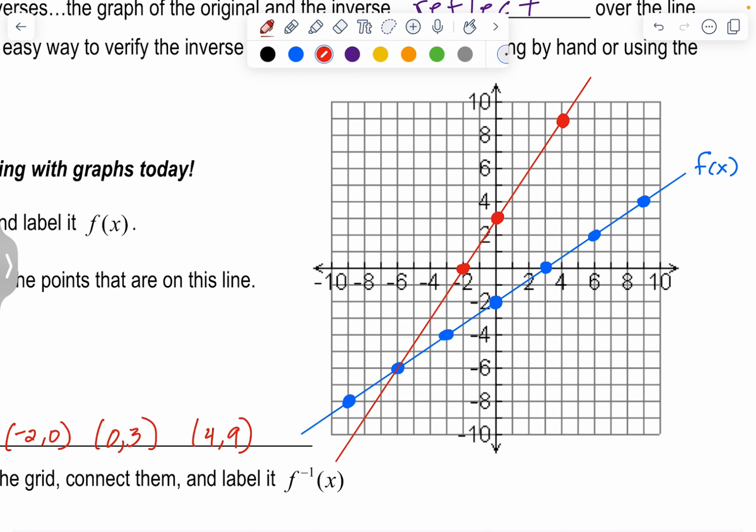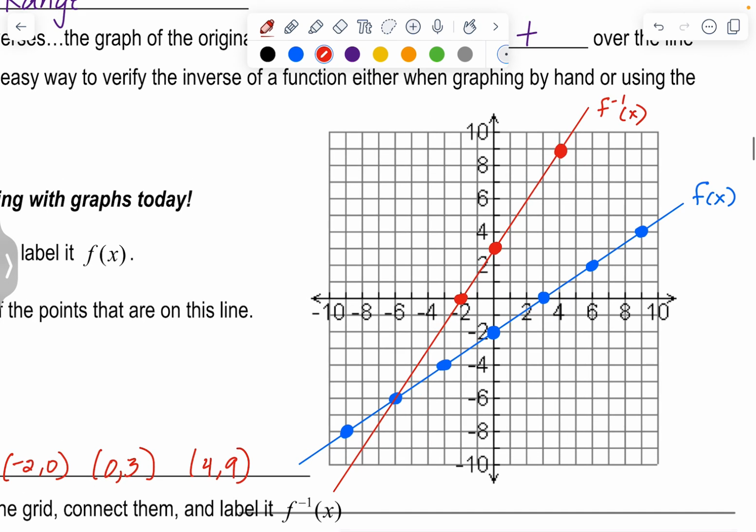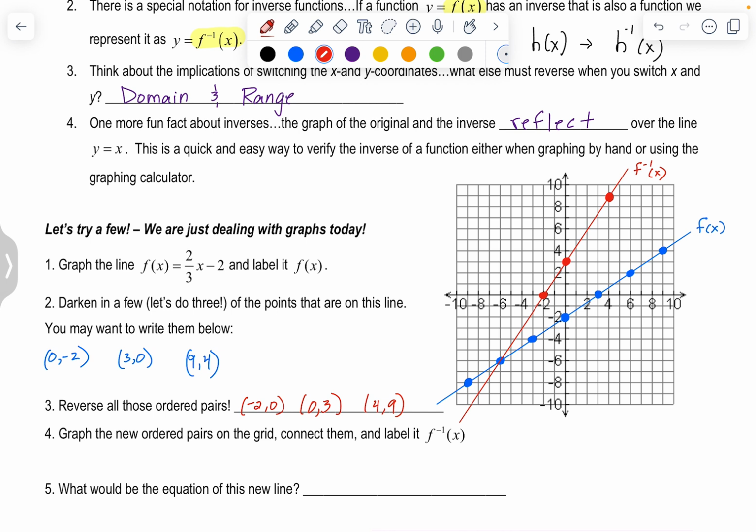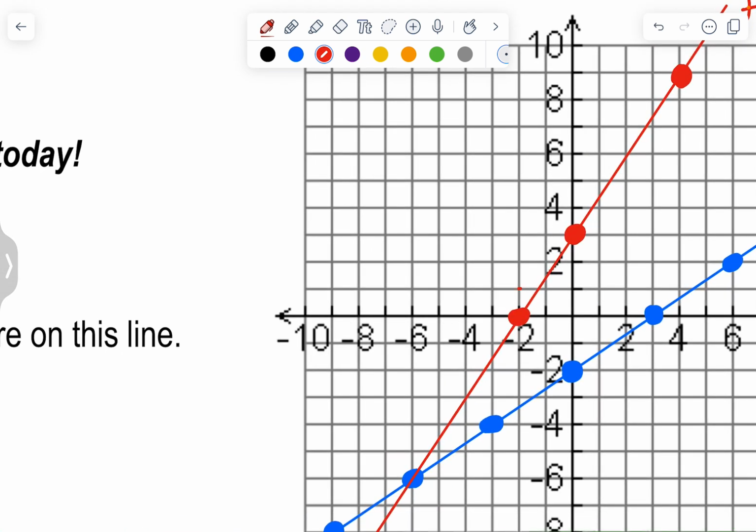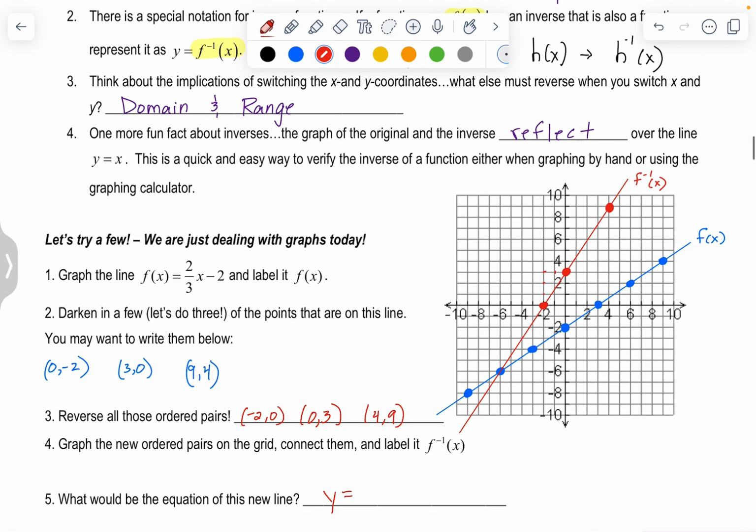And it wanted me to call this, that was blue was f of x, so this is going to be f inverse of x. So what would be this new equation? So if I just look, it's going to be y equals the slope. I'm going to count right here. I'm going to rise 1, 2, 3, and run 1, 2. So it's 3 over 2 is my slope, x. And the y-intercept, it crosses at positive 3. So y equals 3 over 2x plus 3.